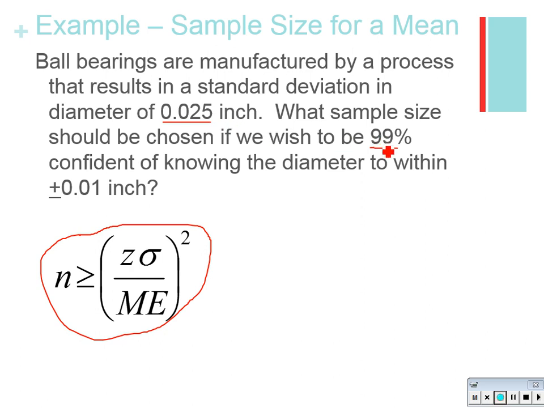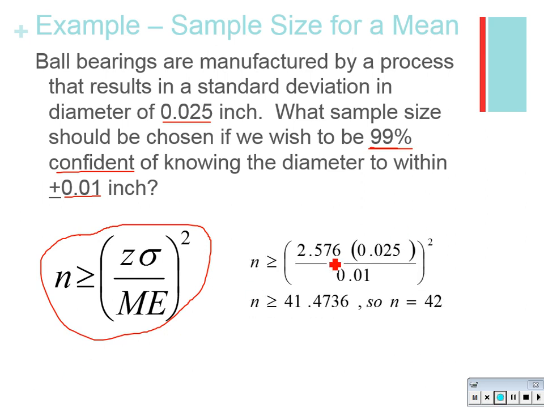What sample size should we choose if we wish to be 99% confident of knowing the diameter to within 0.01 inch? So when I go to do something like this, I'm going to take the z-star score for 99%. I'm back to z-star again because I know what the population standard deviation is in this case. So I would say the z-star score times the population standard deviation over the margin of error. I'm going to square the whole thing.